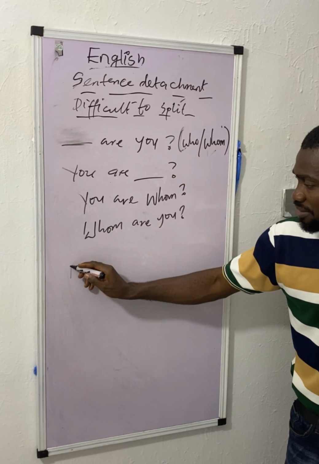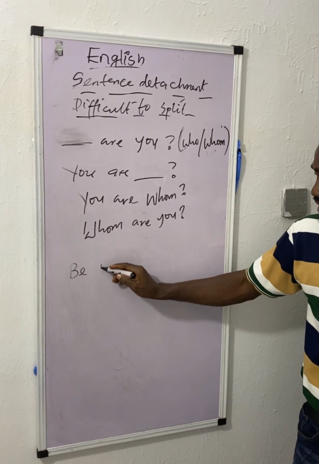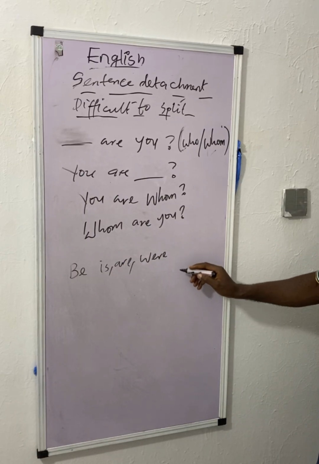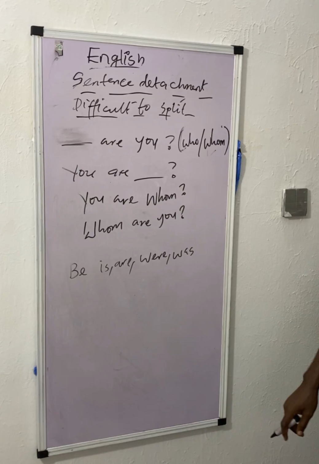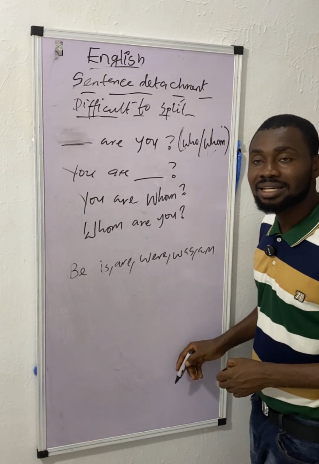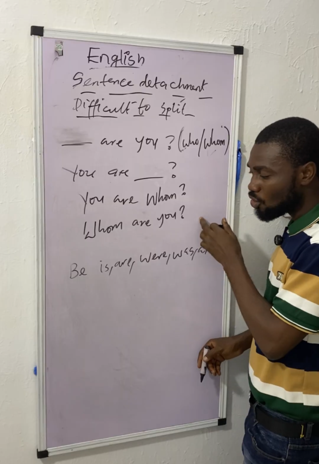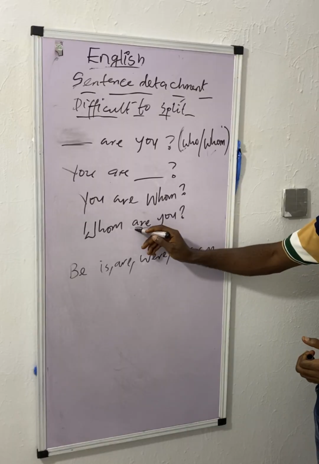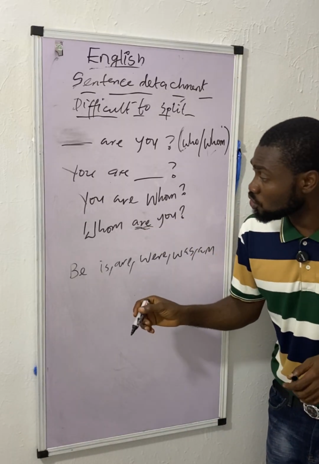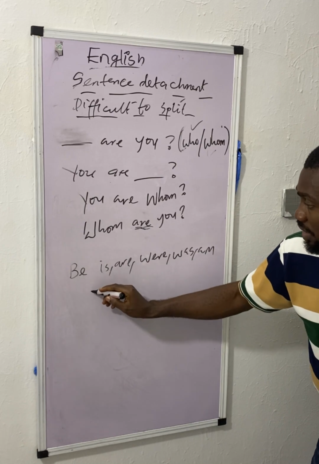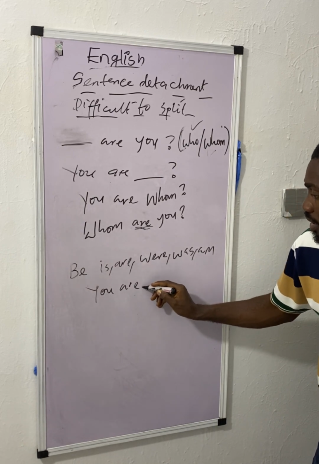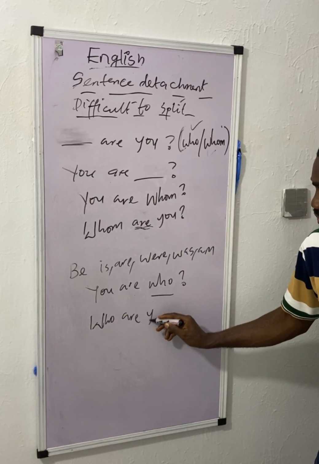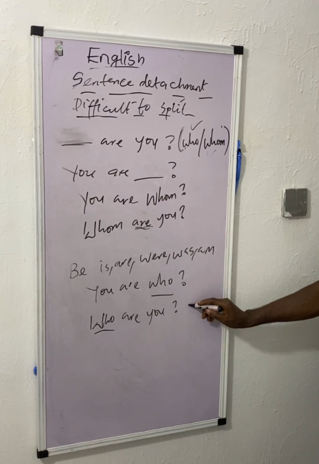No. Remember, the verb be and its family, like is, are, were, was, am, and so on and so forth. They don't take object pronouns. Any of these verbs, they don't go with object pronouns. So here we have are. So that means that the answer can never be an object pronoun like whom. So the correct option should be who. Okay, so we should write it as you are who, which is the same thing as who are you? Who are you? All right, correct.